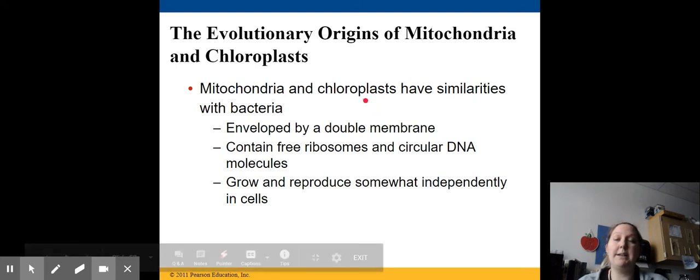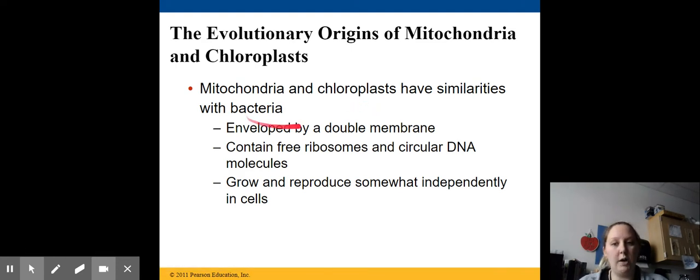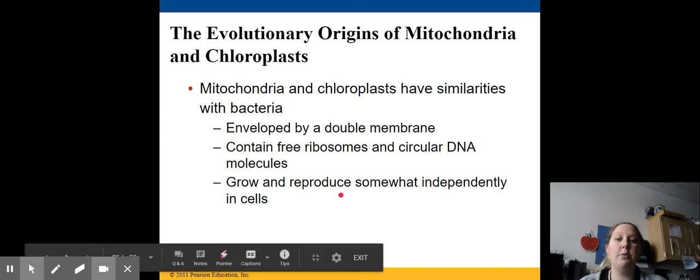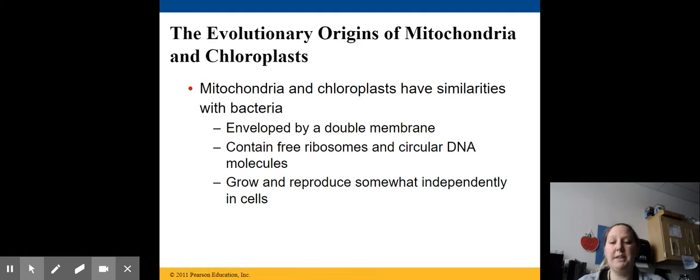Mitochondria and chloroplasts both have similar qualities to bacteria. They're both enclosed by a double membrane system. Both contain free-floating, circular DNA, and both can grow and reproduce independently of the other cell. These ribosomes and DNA can only be passed from the mother to offspring. Therefore, you and your siblings have the same mitochondrial DNA, and the only one in your family that would have it different is your father.